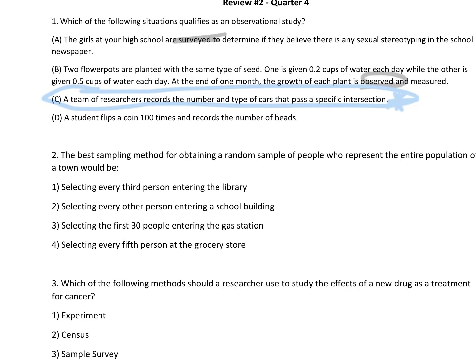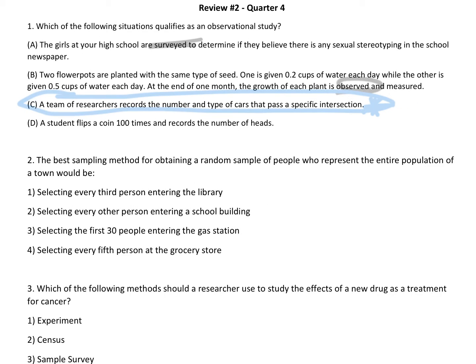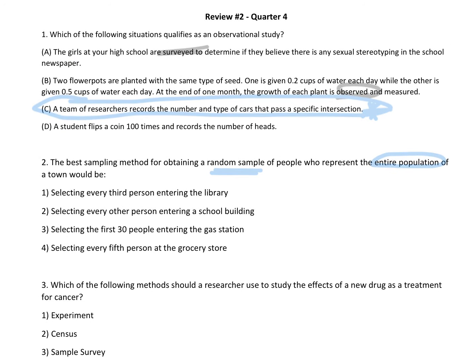The best sampling method for obtaining a random sample, keyword random sample, of people who represent the entire population of a town. Now think about a town. You got to make sure you have everyone represented. So the first one says selecting every third person entering the library. Does everyone go to the library? No. So I'm not going to choose that one.